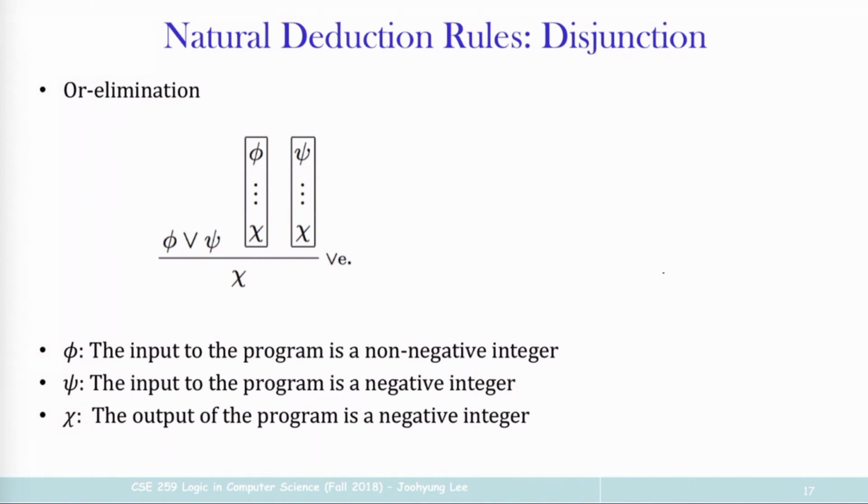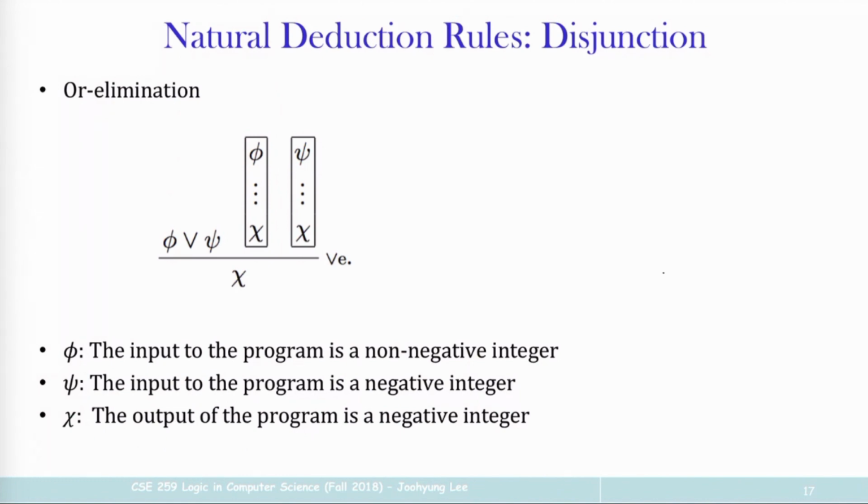There are three things you can establish. One is, first, I know that this routine gets input, and this input is either phi or psi. Phi means the input to this program is a non-negative integer. Psi means the input to the program is a negative integer. And these two together cover all integers, right? Now, what you establish in the first box is that if you assume the input is a non-negative integer, then the output is a negative integer. The second is, if the input is a negative integer, you also get a negative integer as the output.